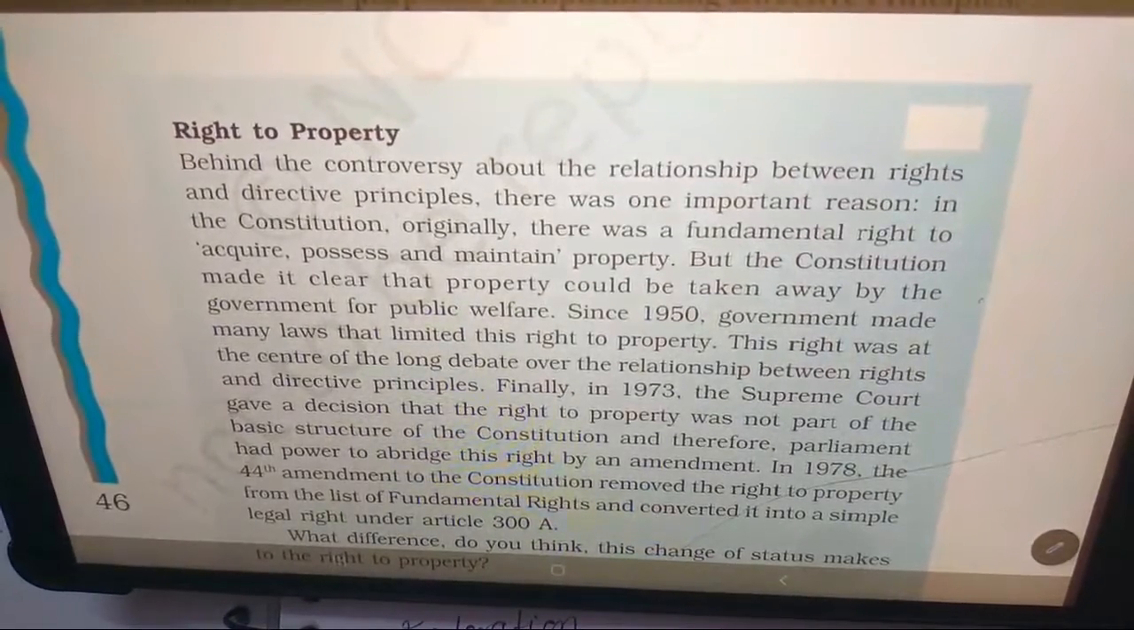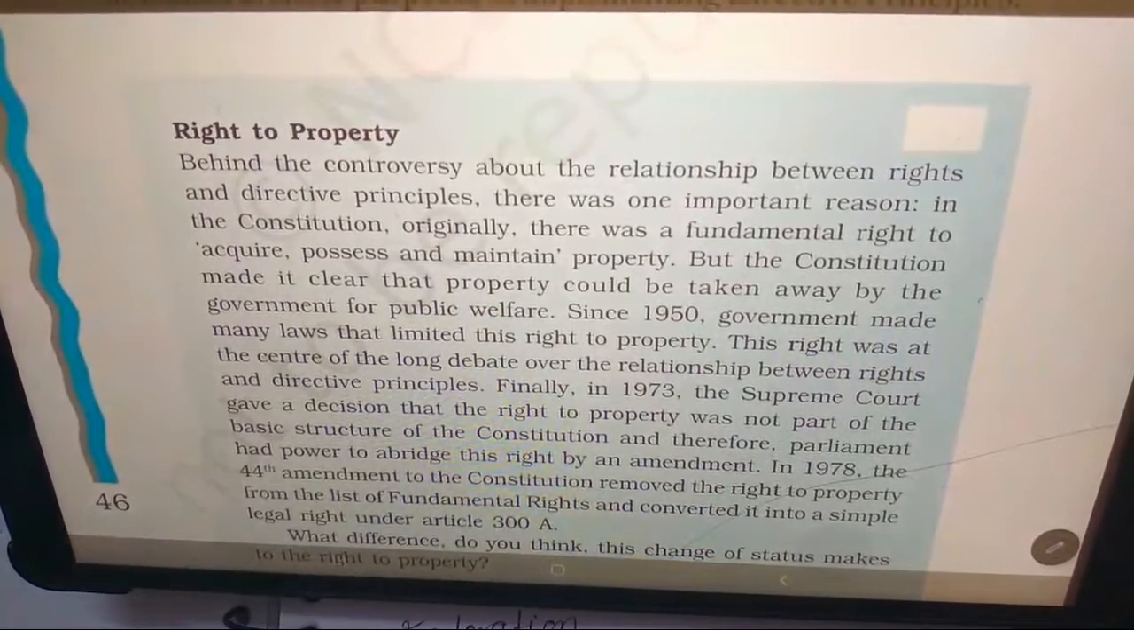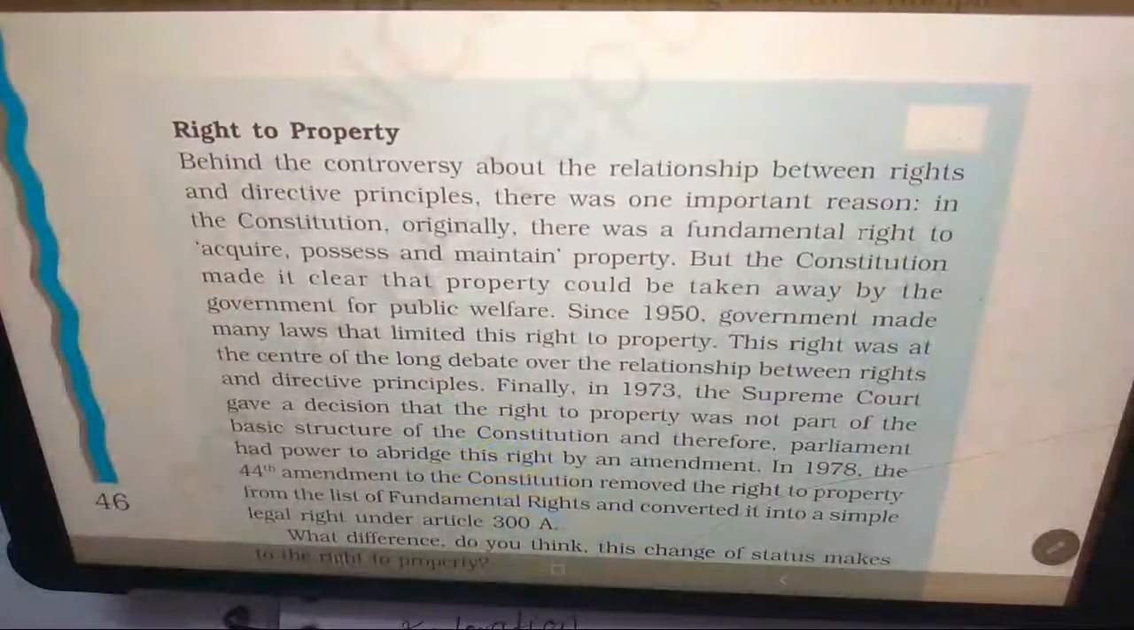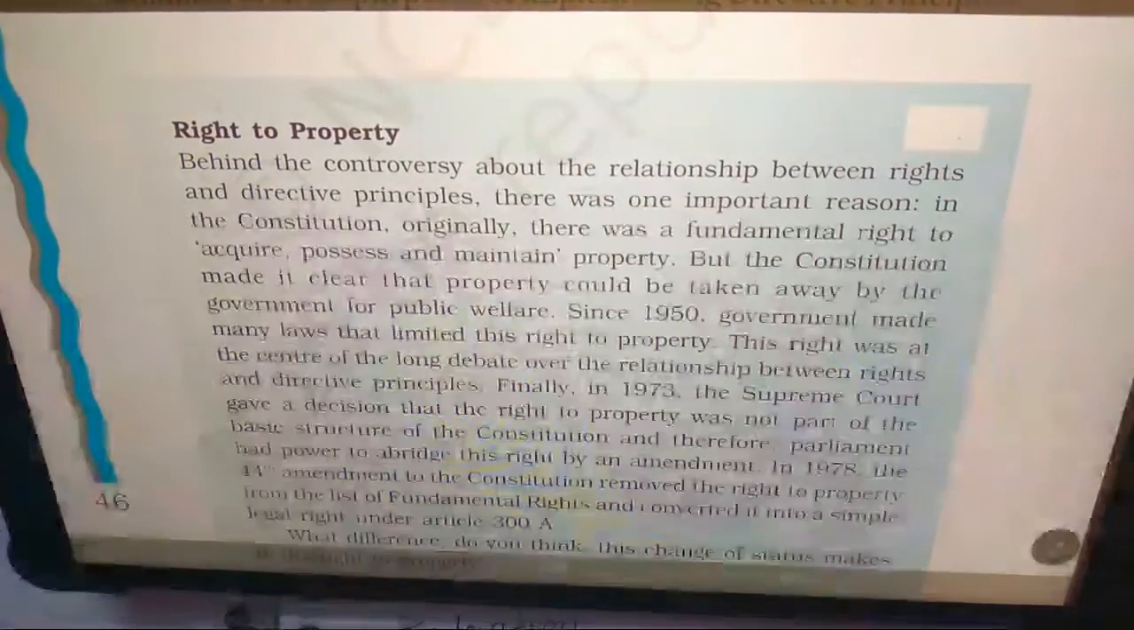Right to property. Behind the controversy about the relationship between rights and directive principles, there was one important reason in the Constitution. Originally, there was a fundamental right to acquire, possess, and maintain property, but the Constitution made it clear that property could be taken away by the government for public welfare. Since 1950, government made many laws that limited this right to property. This right was at the center of the long debate over the relationship between rights and directive principles.